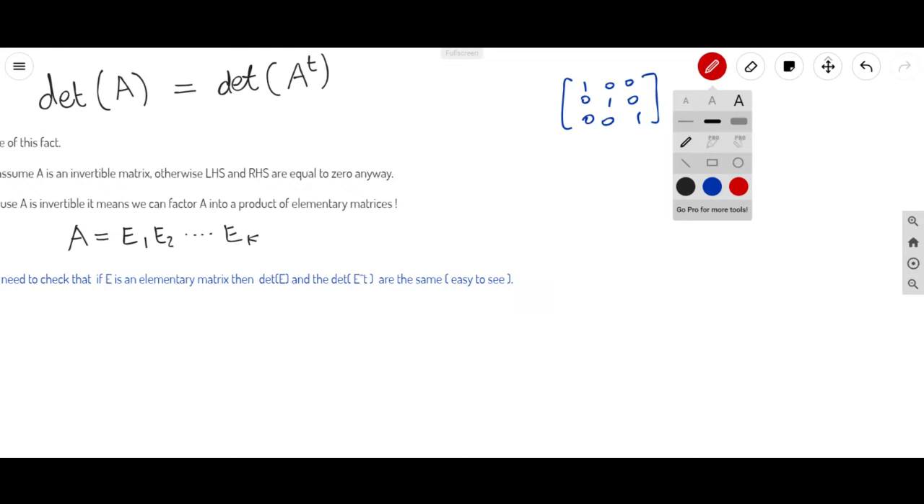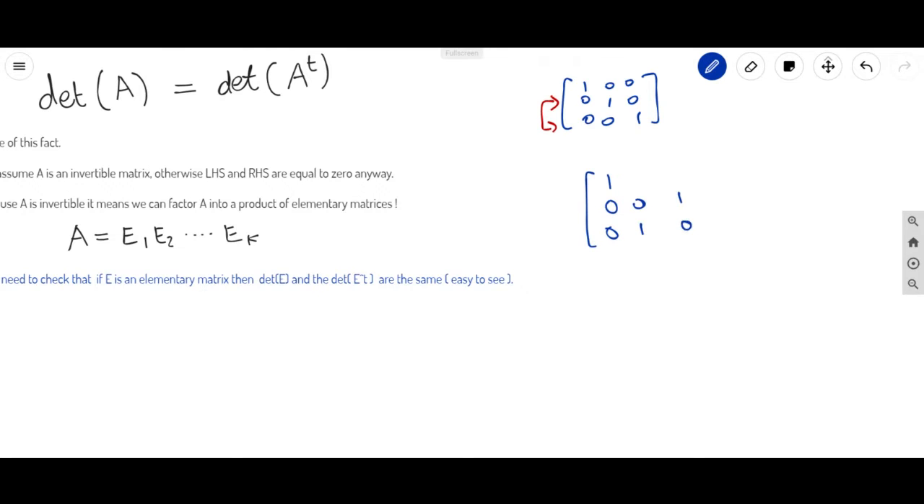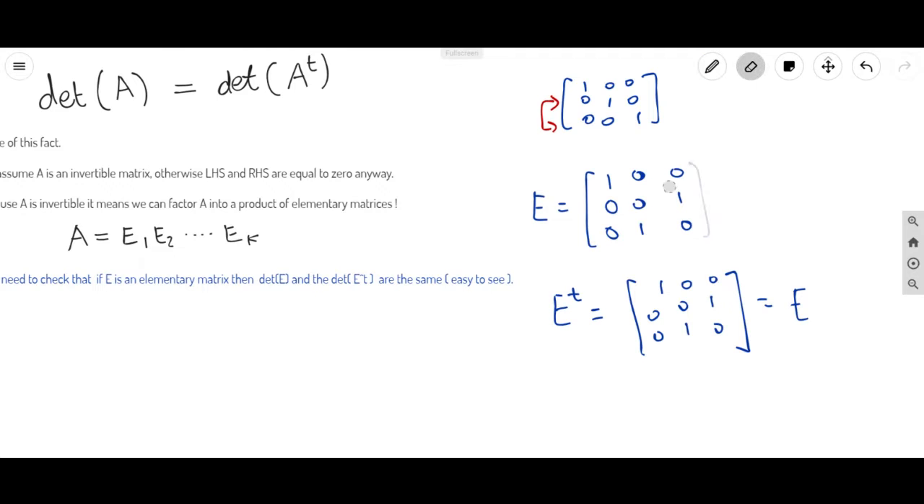Let's see what happens if we swap these two rows. We get an elementary matrix. So we would end up with 1 0 0, 0 1 0, 0 0 1 with the first two rows swapped. Okay, let's suppose this is our elementary matrix. If you take the transpose of this elementary matrix, you will actually get the same thing. You notice that you actually get the same thing. The transpose is the same thing.